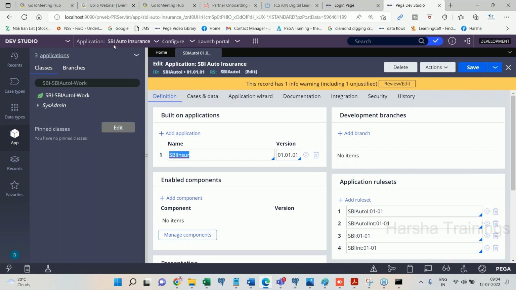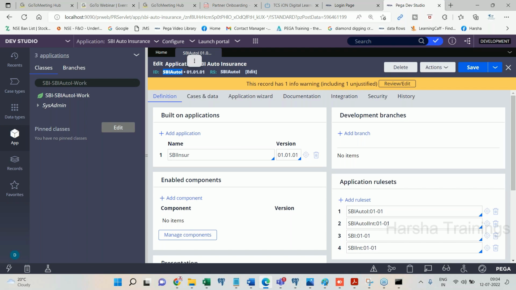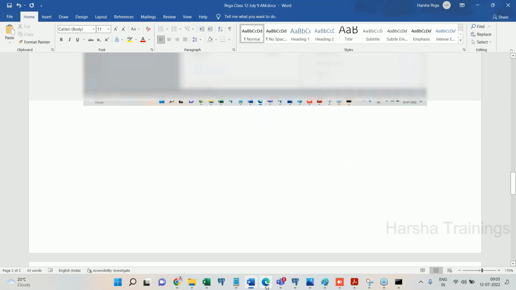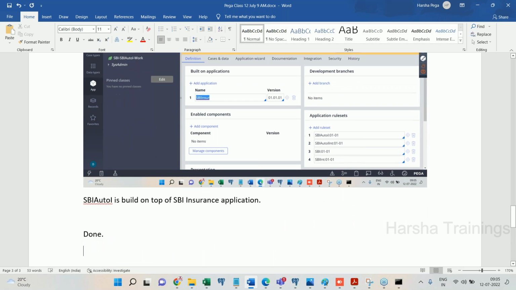See, the present application is SBI Auto Insurance. That is SBI Auto I. I told you, right? ID is the one which we need to focus on. And the SBI Auto application has been built on top of the SBI Insurance application. So SBI Auto I is built on top of the SBI Insurance application. So now that's done. Okay, you got the relation.